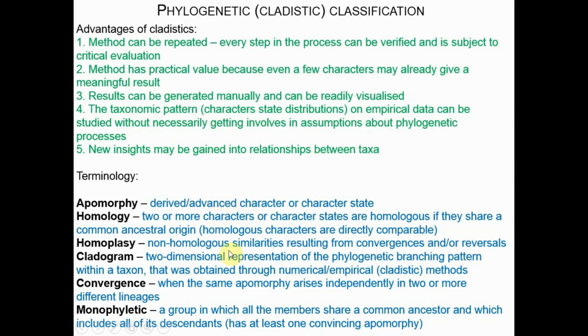So in order to understand the trees and phylogenetic analysis, there are some terminologies that you need to get to know, which I've listed here, and you need to learn these and know them off by heart. An apomorphy, which is a derived or advanced character or character state. Homology. Two or more characters are homologous if they share a common ancestor. So they're directly comparable to each other. This is in contrast with homoplasy, that are non-homologous similarities resulting from convergences or reversals.